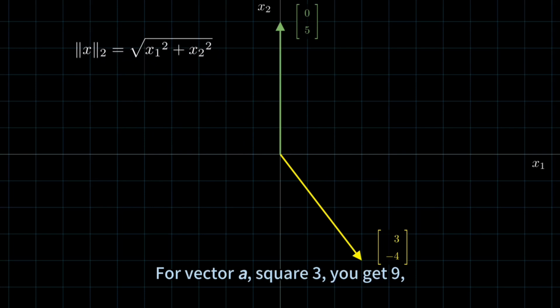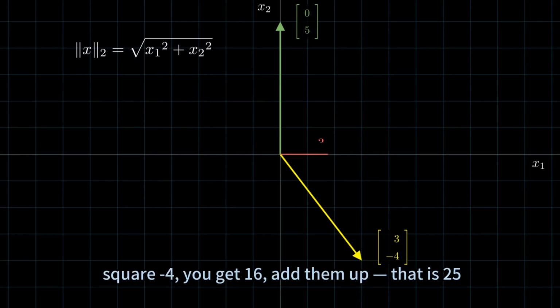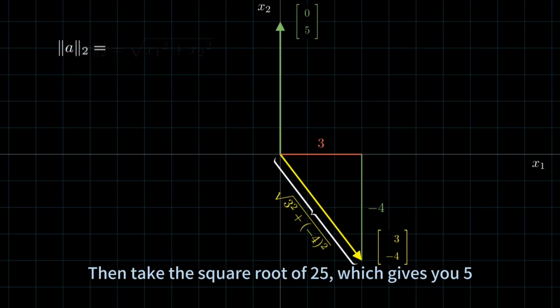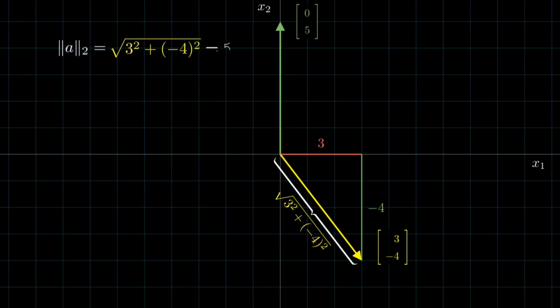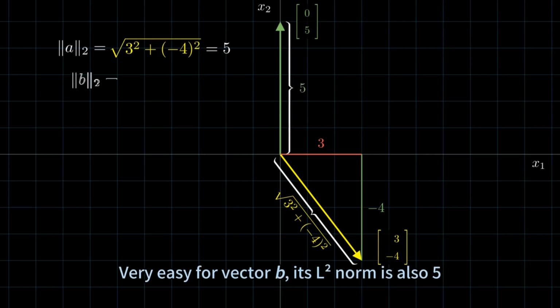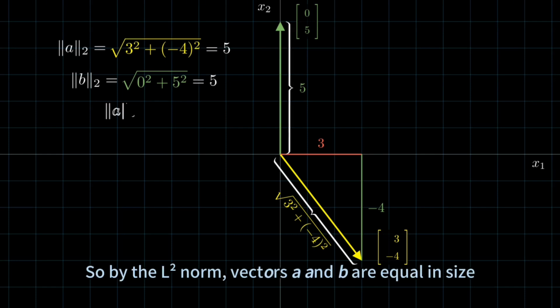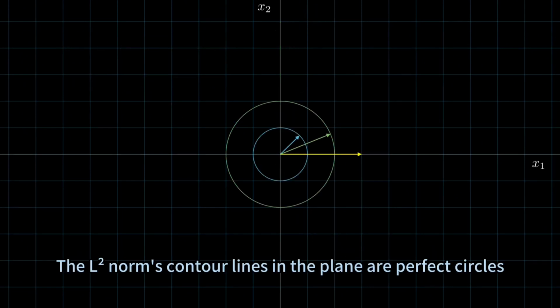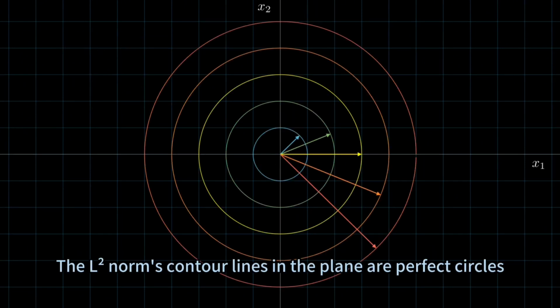For vector A, square 3, you get 9, square -4, you get 16, add them up, that is 25. Then take the square root of 25, which gives you 5. That is the L2 norm of vector A. Very easy for vector B, its L2 norm is also 5. So by the L2 norm, vectors A and B are equal in size. The L2 norm's contour lines in the plane are perfect circles.